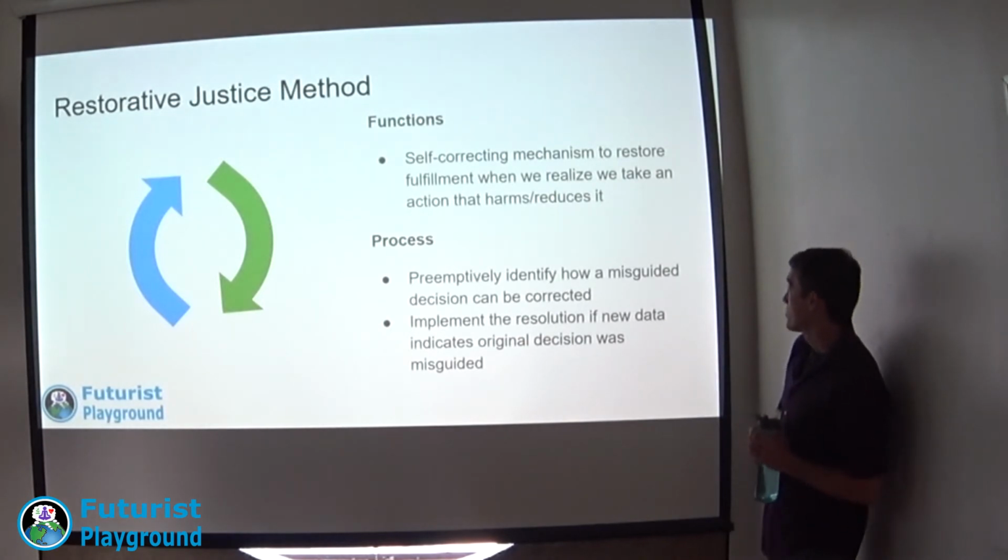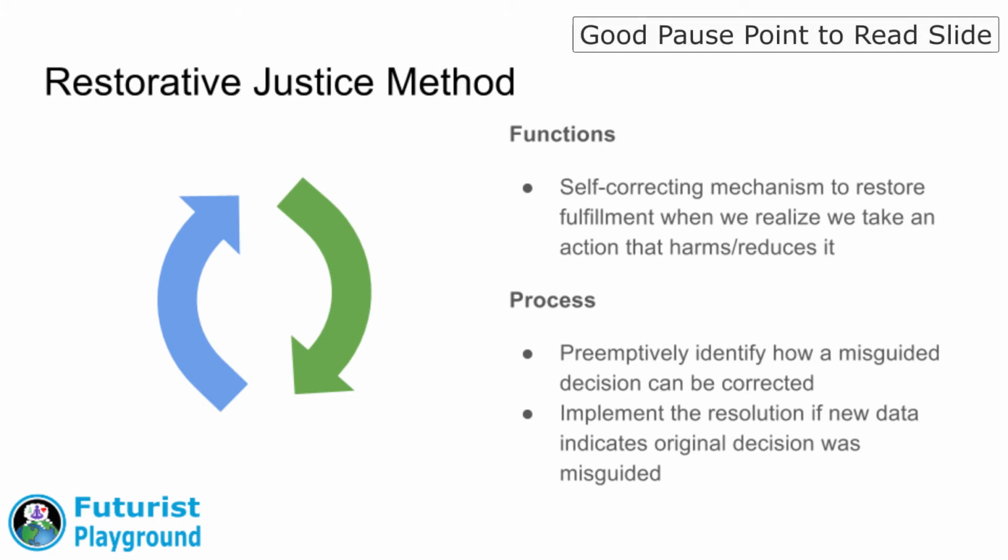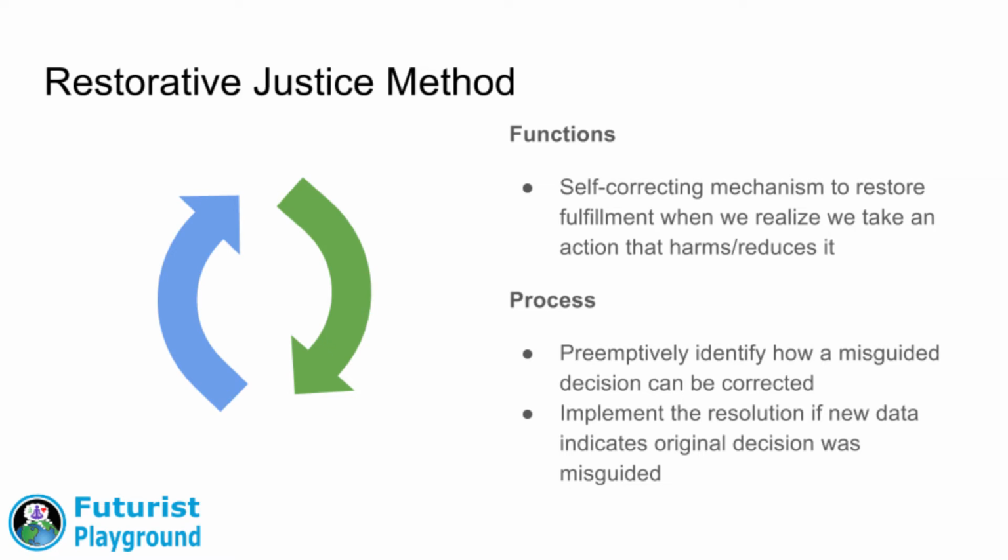I've already explained the restorative justice method, so essentially we're just preemptively thinking about the consequences. If something goes wrong, how are we going to correct it? So instead of like, oh, what do we do now? It's like, oh, we need to plan for that.